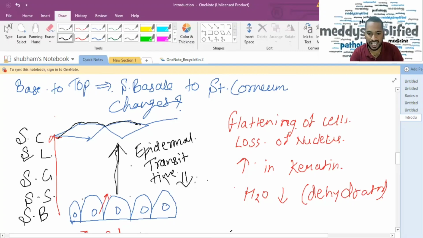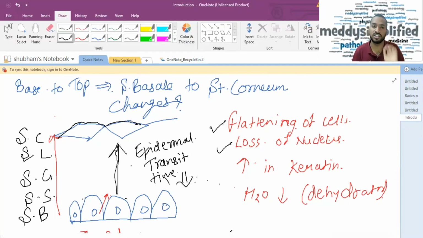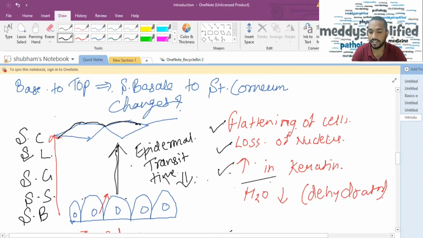So as we go from the base to the top, we see the cells are flattened. The stratum basale has tall columnar cells, whereas when we read about the stratum corneum, we read that the cells are flat. So the flattening of cells takes place. The cells lose the nucleus. So loss of nucleus takes place as we go from the base to the top. If there is a presence of nucleus in the stratum corneum, it is a pathology. Make sure you don't make a mistake. So the stratum corneum is a flat cell with no nucleus, whereas the stratum basale is a tall columnar cell with a centrally located nucleus.